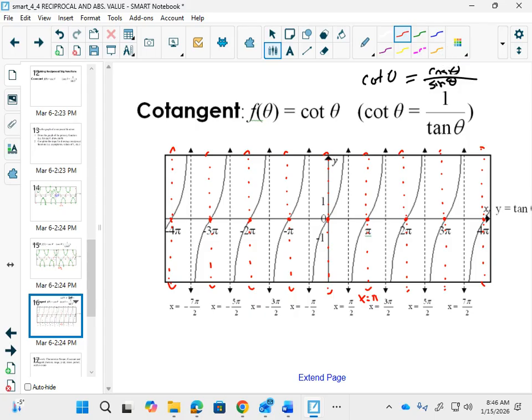Now at pi over 4, tangent of pi over 4 is 1. Cos of pi over 4 divided by sine of pi over 4 is also equal to 1. And so, every point where the y value is 1, that's going to be an invariant point. And every point where the y value is minus 1 is also going to be an invariant point.